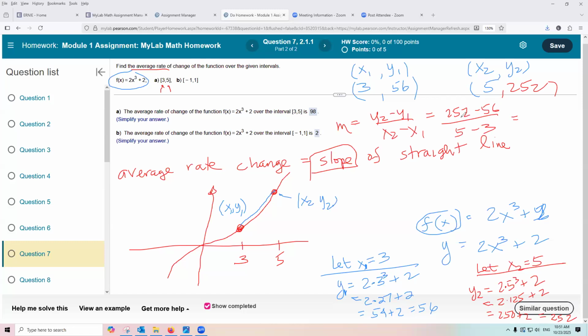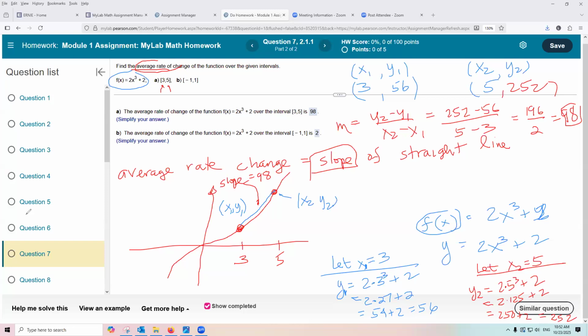And let's see here. What is this going to be? 196 over 2, I think. So it works out to be 98. So we're finding out that the slope of this blue line is 98. Okay, so when you see average rate of change mentioned, it's really asking you for the slope of the straight line joining the 2 points. Later, we're going to be talking about some calculus discussions and finding instantaneous rate of change. That's a different story, but this is average rate of change for this example.